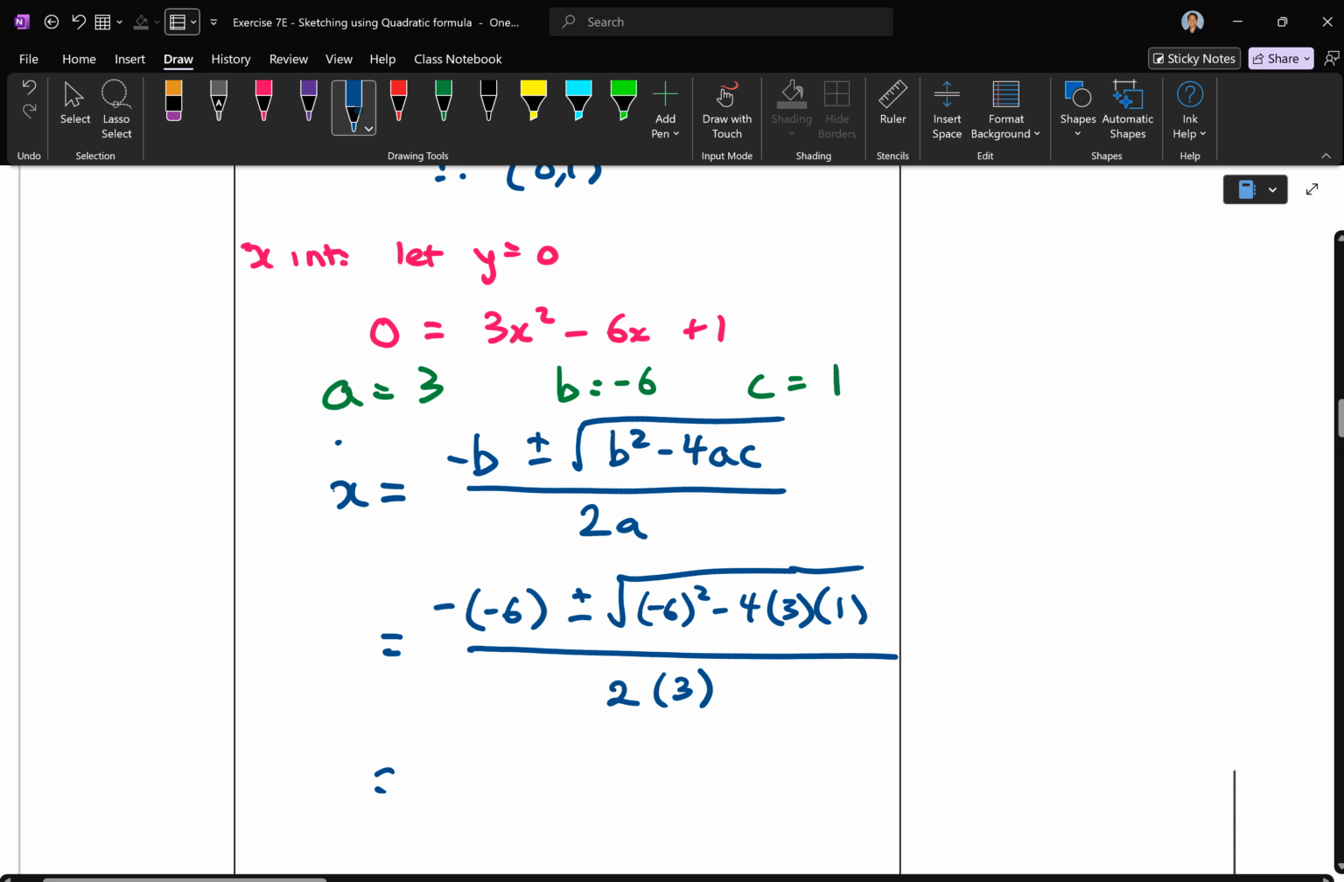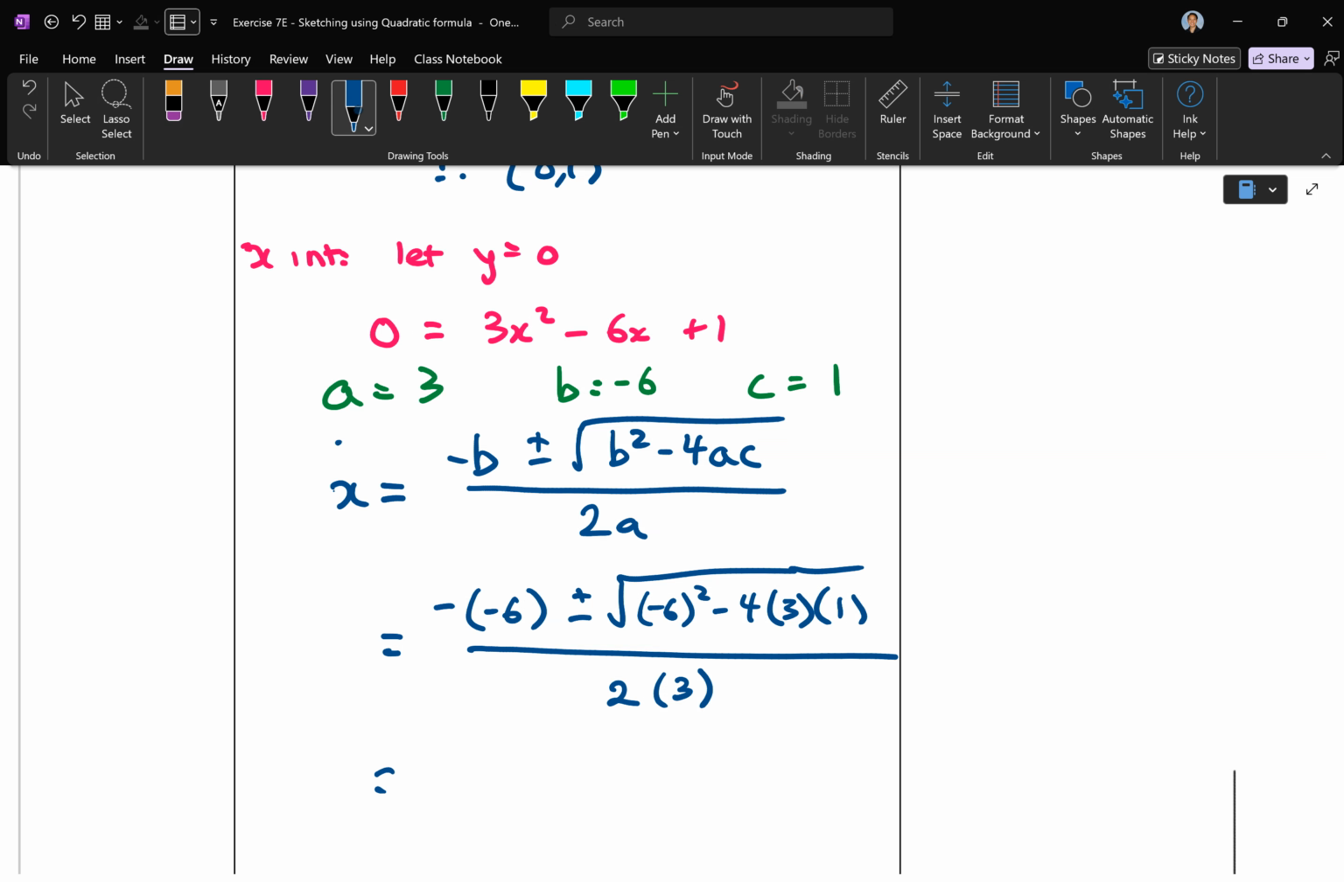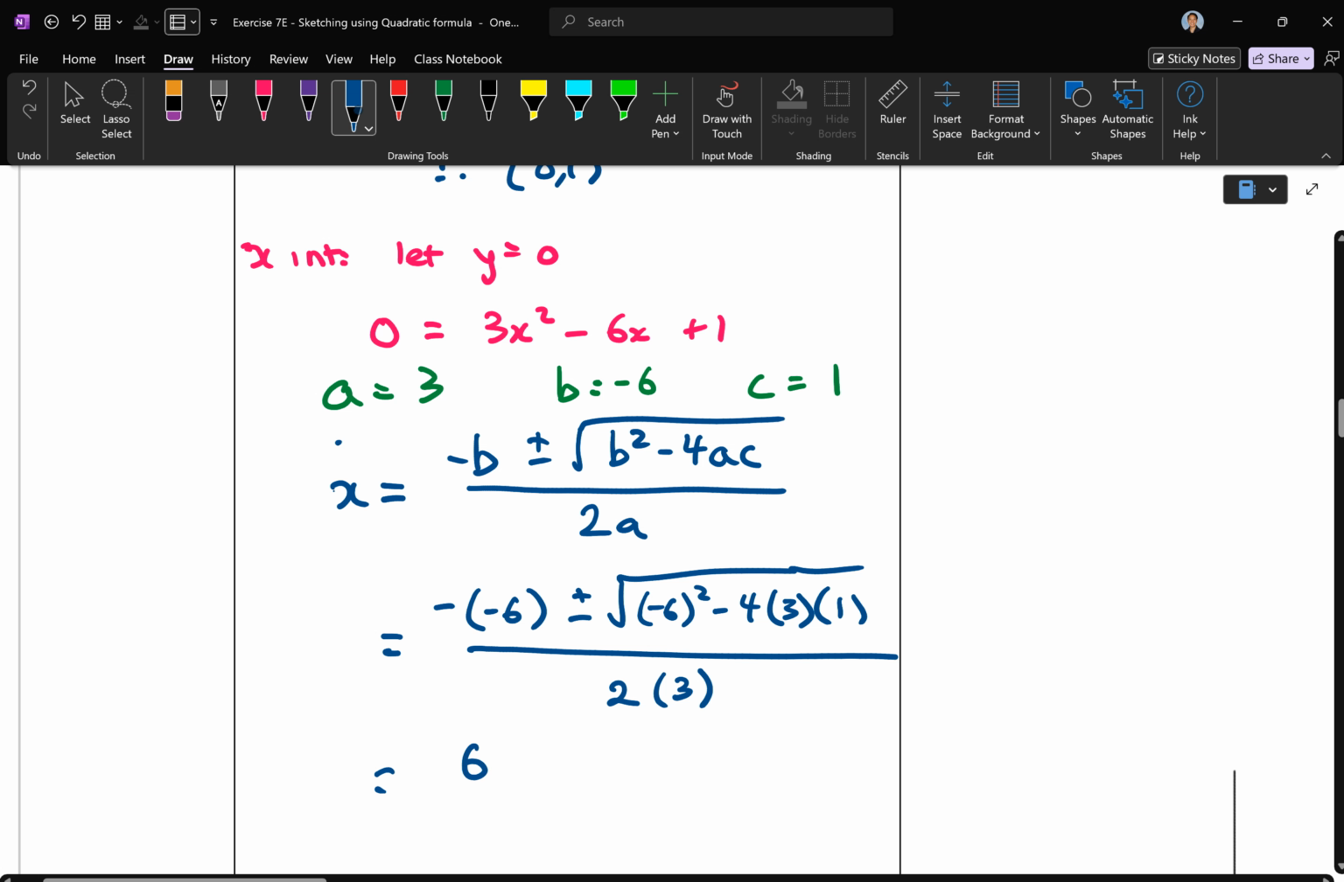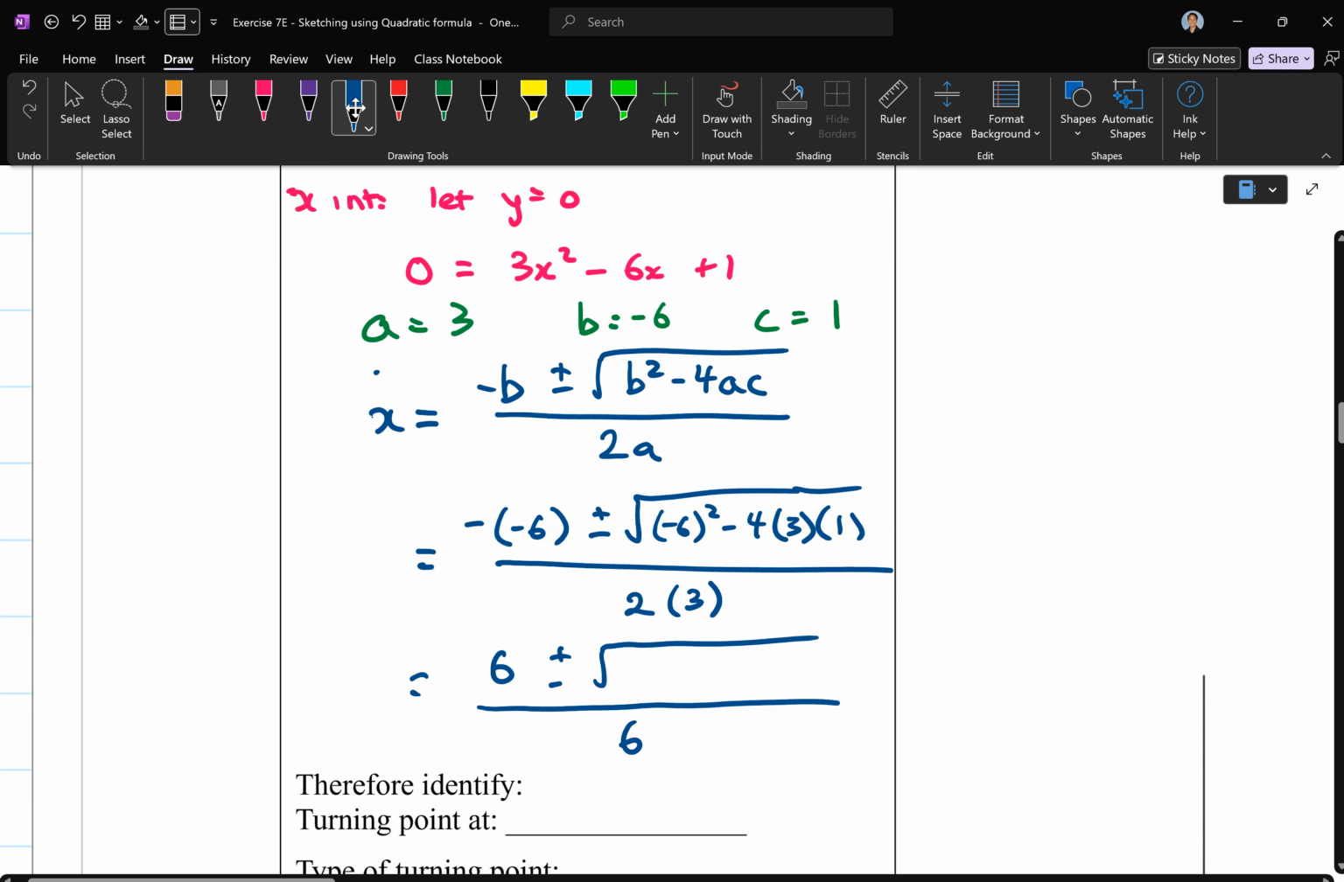Double negative, so that's there. Double negative of 6 makes it a positive. So double negatives is positive. So I've got positive 6, plus minus square root. I'll give you a bit of time to catch up because I know there's quite a bit to write there.